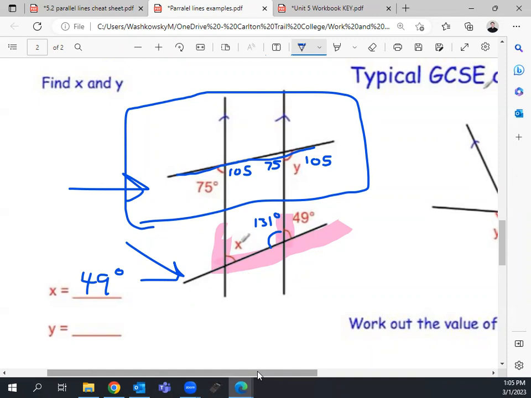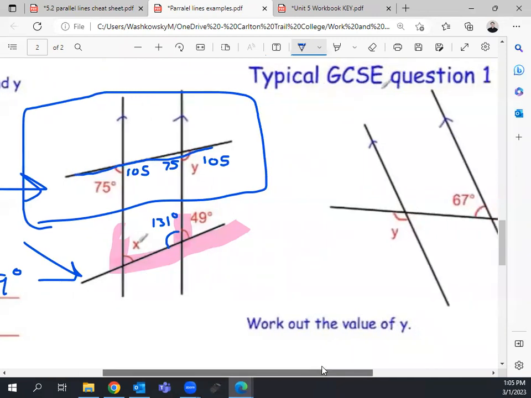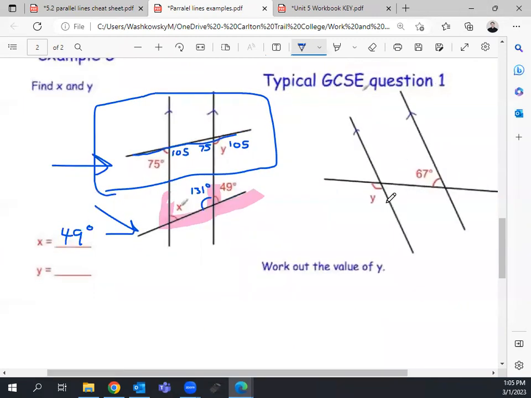So I'm going to give you 2 minutes. I want you to try out. Y would be 105. Thank you. Forgot to write that in. I want you to try out the GCSE question 1 and question 2 here. And if you finish, you can try out question 3.